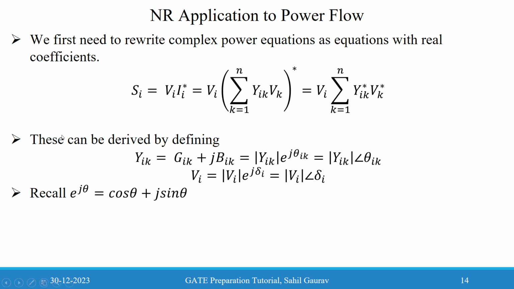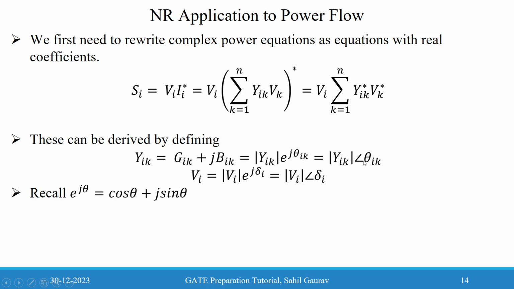So we have seen this equation, where you have to rewrite this complex power equation as an equation with real coefficients. So Si equals Vi times I conjugate. We know the current injection can be written as Yik Vk, that is the admittance matrix and voltage vector. Upon taking the conjugate, we will get Yik conjugate, Vk conjugate, and we can put this in the polar form.